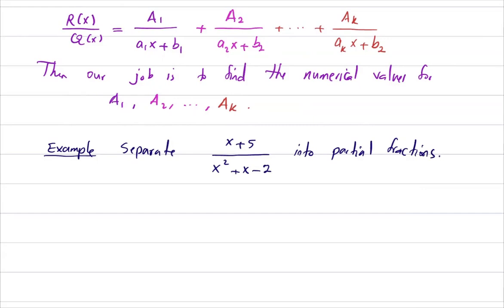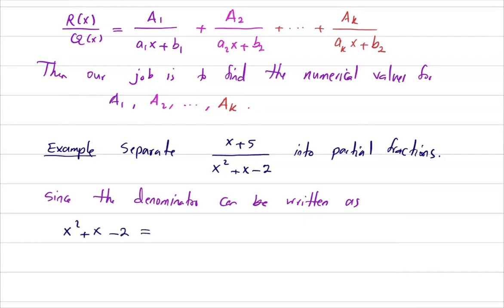Why is that? Since the denominator x squared plus x minus 2 can be written as, we're looking for two numbers whose multiplication is equal to -2 and whose sum is equal to +1. Those values are x minus 1 times x plus 2. So this is your denominator.